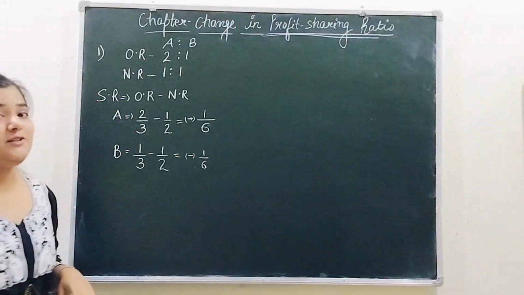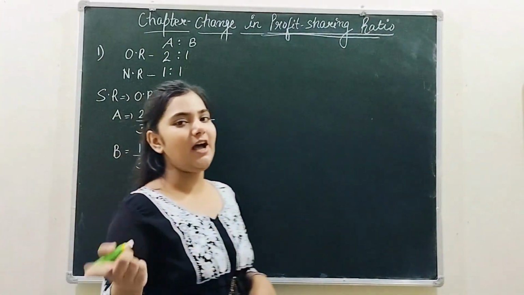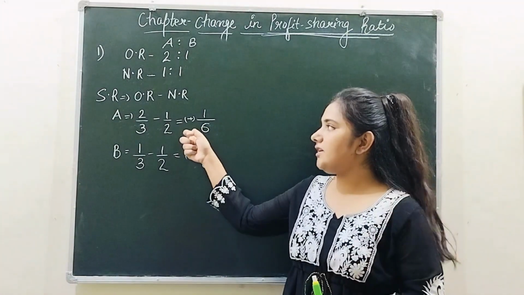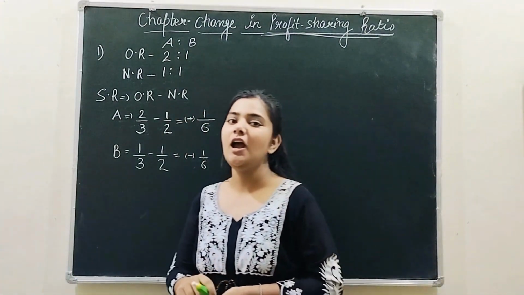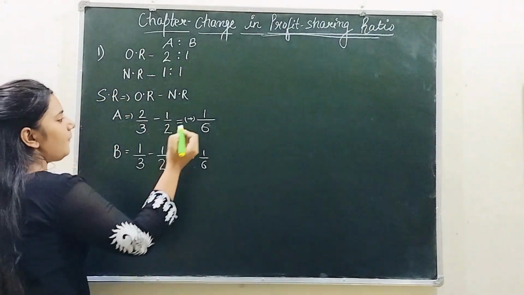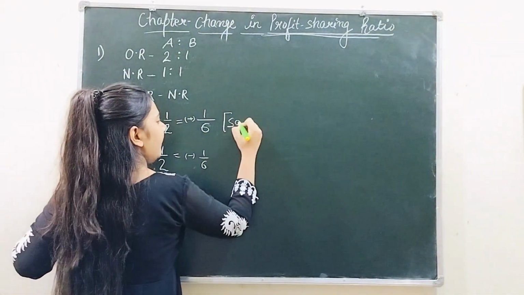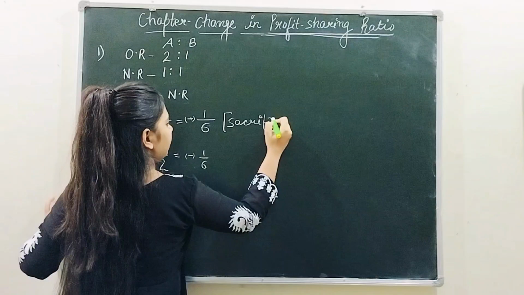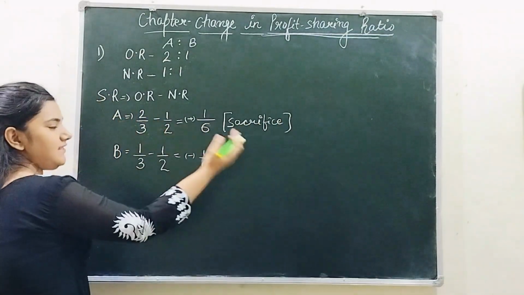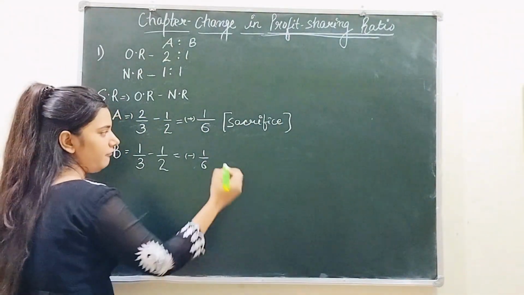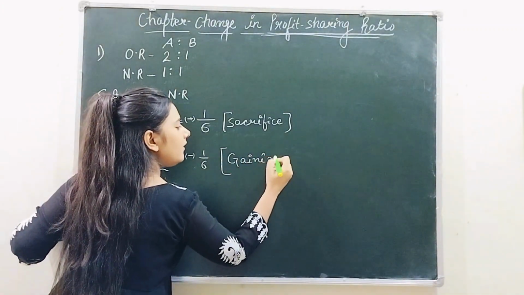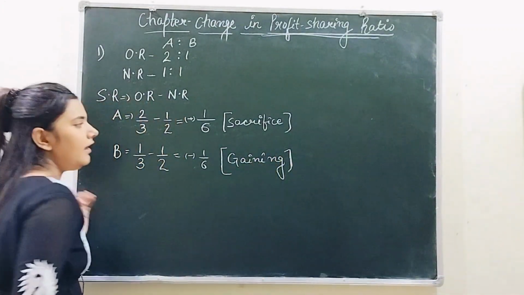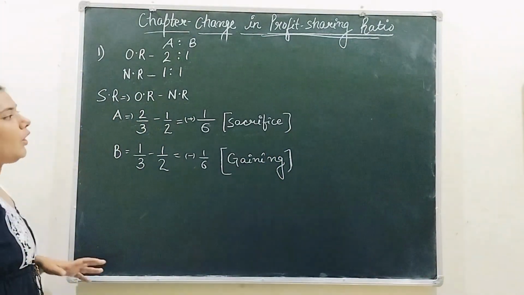What does it mean? I have told you this in the last video, that if there is a positive value in the sacrificing ratio, that is your sacrificing share. So in this case, your sacrificing share is 1/6. So partner A is sacrificing 1/6 share of his, and partner B is gaining. Right?